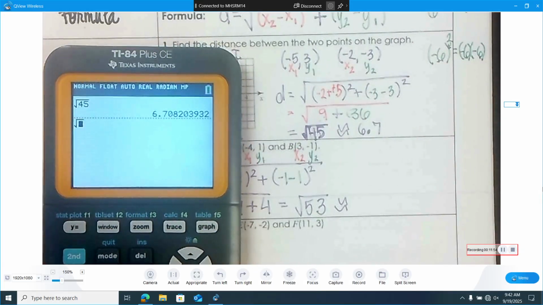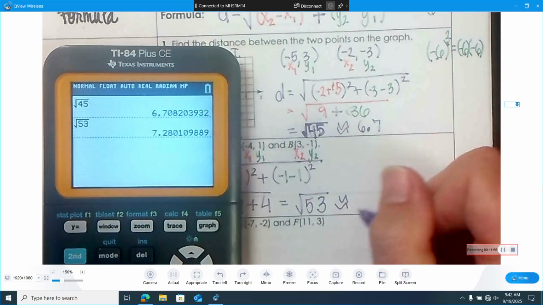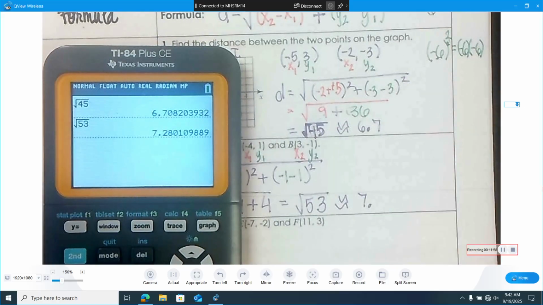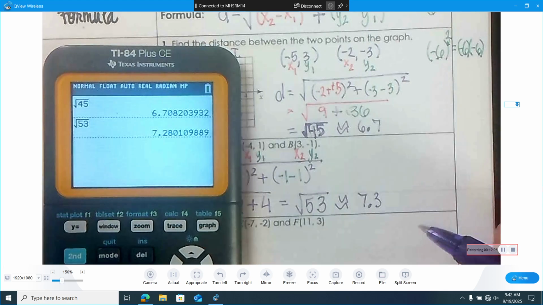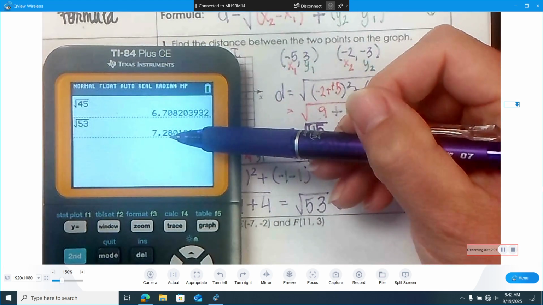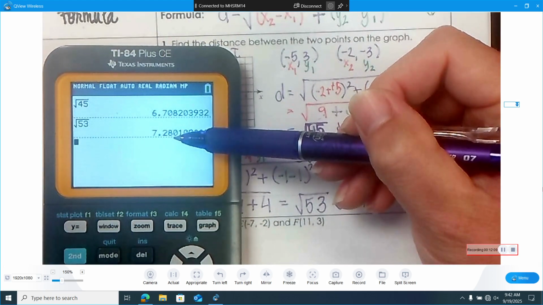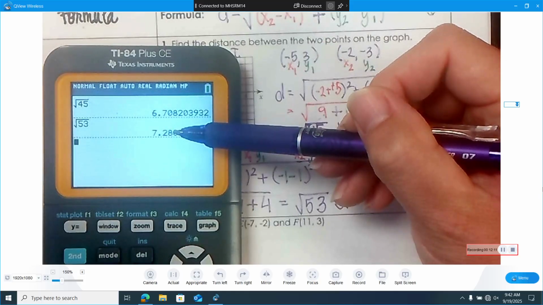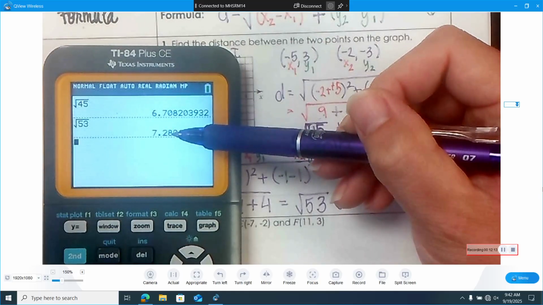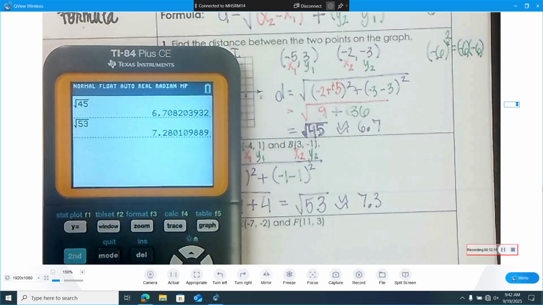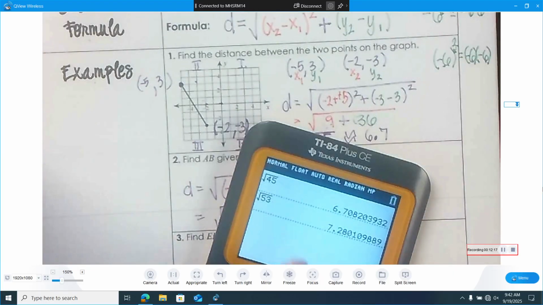So the square root of 53 is about 7 point, if we're rounding to the tenths place, what should we write? 7.2 or 7.3? 7.3. Why? Because you're rounding up. So when we look to the neighbor, the tenth place neighbor, so that's the 8, he's 5 or more, so that 2 we're going to increase to a 3. Okay, great.